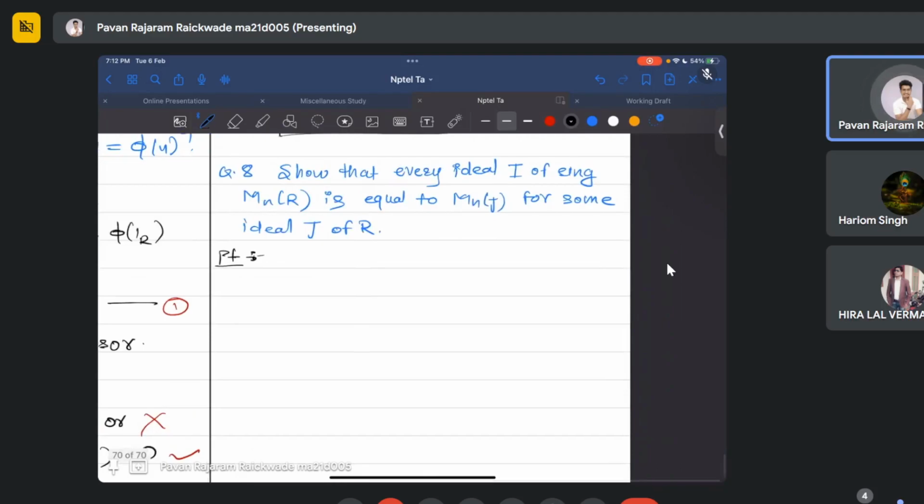Basically, if I take any ideal of Mn over R, it is simply the set of all matrices with entries from another ideal J. This is basically the crux of the statement. How to prove this?